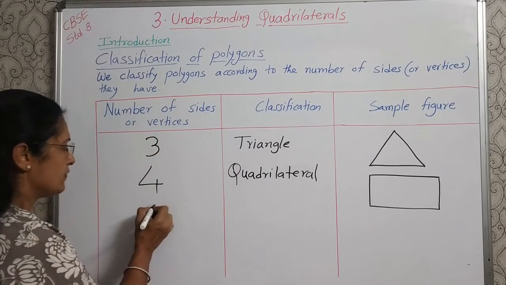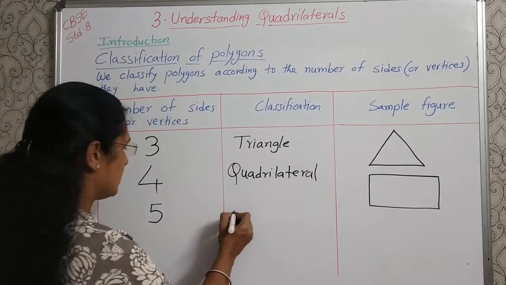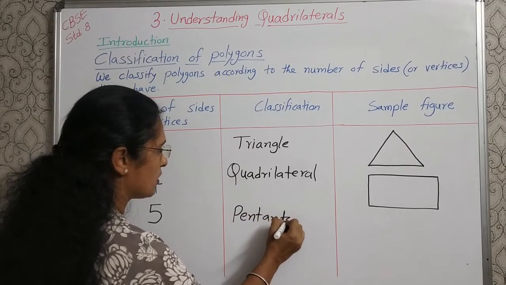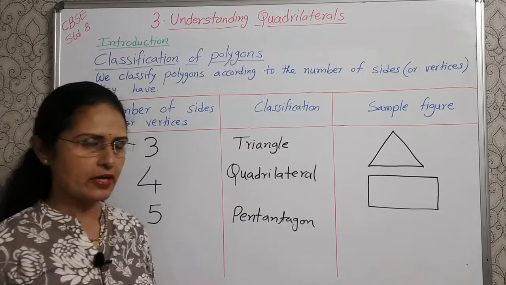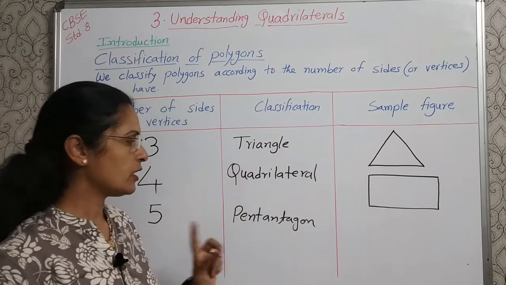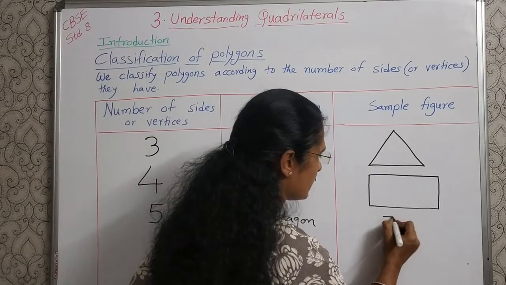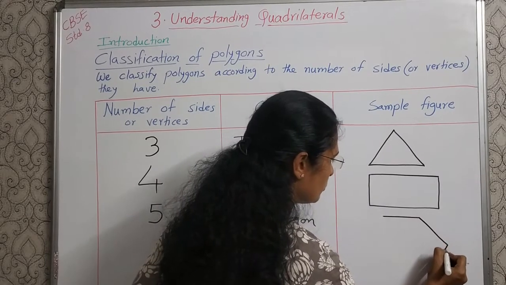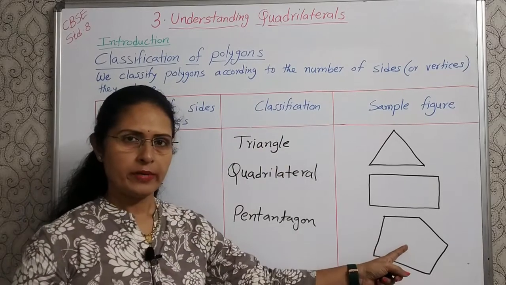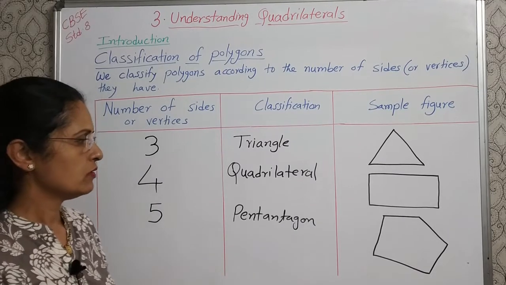Next, if the polygon has 5 sides, 5 vertices, then it is called a pentagon. Penta means 5. See, tri means 3, quadra means 4 and penta means 5. So this is a pentagon. Now the figure is a 5-sided figure. So 1, 2, 3, 4, 5. This is a pentagon. It is a 5-sided figure and this is a polygon.